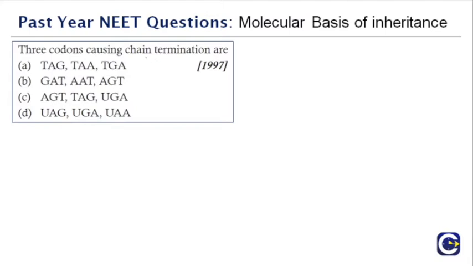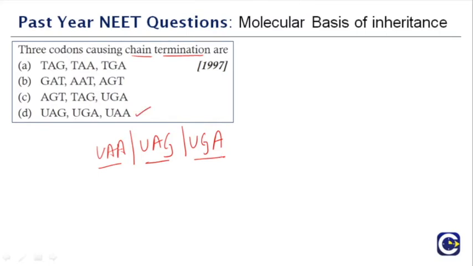The three codons causing chain termination are, and when we were doing the video from the chapter, this was repeated many times, which are the three? They are UAA, UAG, UGA. Just repeat it like this, UAA, UAG, UGA, and you will remember it. And the right answer is option D.